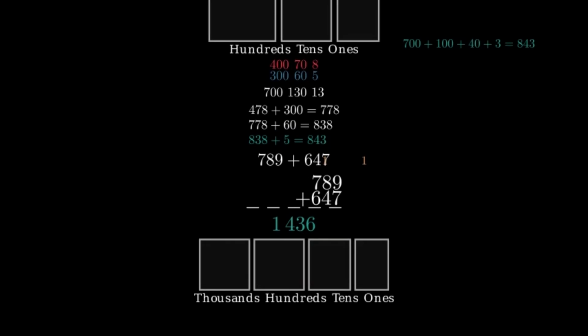Method 2, place value table. We'll place 789 as 700s, 8 tens, 9 ones, and 647 as 600s, 4 tens, and 7 ones. Add each column and show carries into thousands.